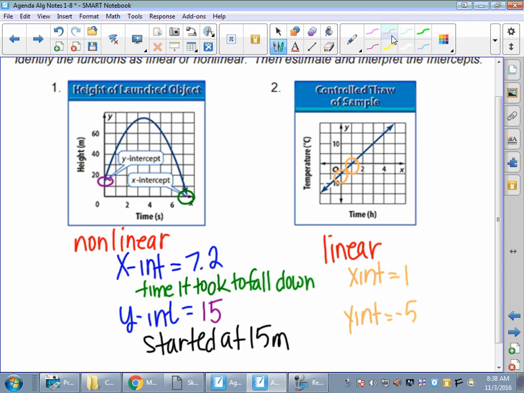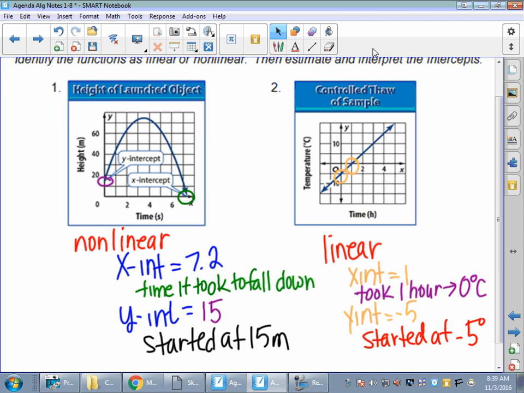So y-intercept, again, usually the easiest to start with because that's when your x is 0 or our time is 0. So doesn't that tell us that our sample started at -5 degrees? Notice how in both of these I said started at, because that's when our time is 0. The x-intercept is 1. So if the x-intercept is 1, that means our y value is 0, right? So it took 1 hour to get to 0 degrees Celsius. Everybody knows those x and y axes.